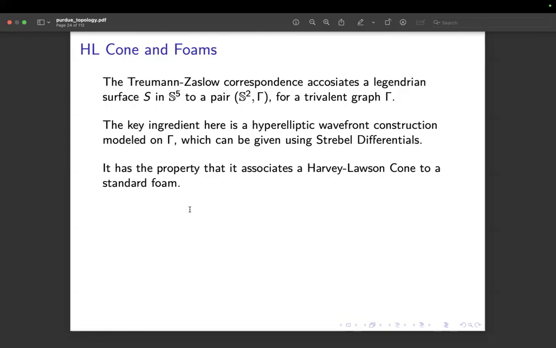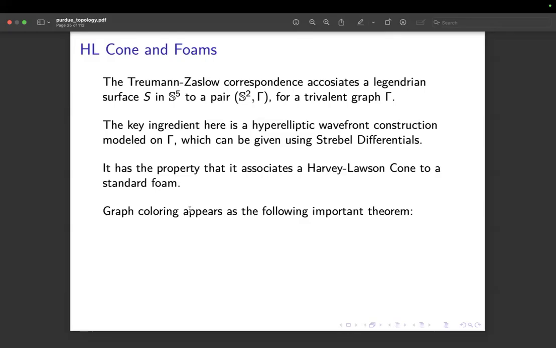Okay, so it is the same foam. Because if you consider a hollow tetrahedron, then topologically it's a sphere. With its one-skeleton, it's a graph, a trivalent graph. So the question is, if you take the cone over this tetrahedron, what does it correspond to in the Treumann-Zaslow correspondence? And the answer is that it's going to correspond to the Harvey-Lawson cone. So that's something living in R6 or C3.